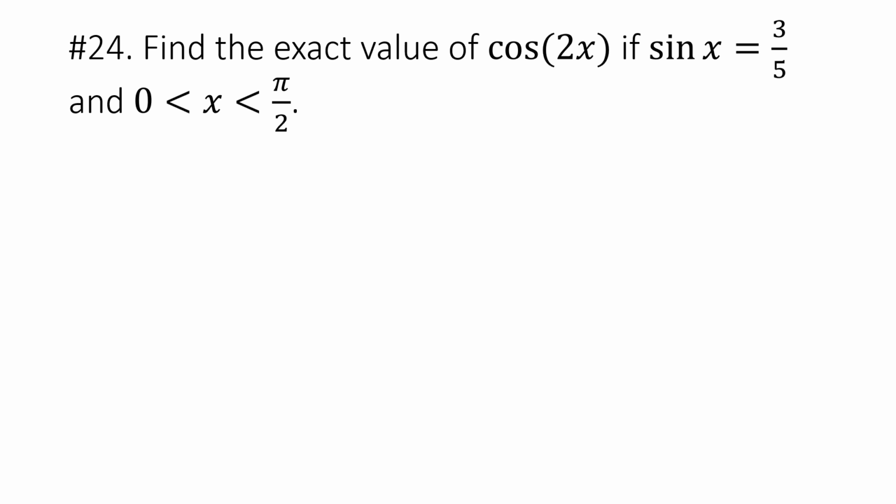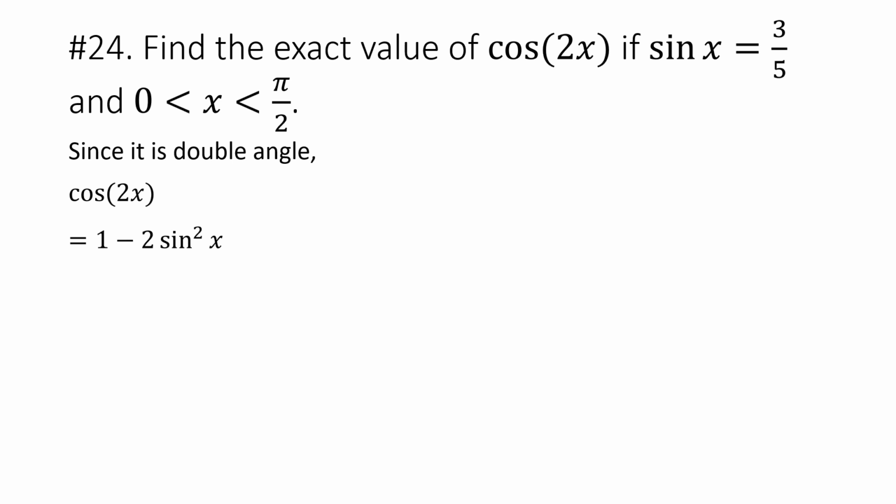Number 39, we want to find the exact value of cosine 2x. This is a double angle. We have to find the double angle. What we know, sine x equals 3 over 5. So for the cosine double angle case, there are 3 formulas, but the one I'm going to use is the sine case, which means I can use 1 minus 2 sine square x. So the sine x value is 3 over 5. So I plug in 3 over 5 squared, and it becomes 1 minus 18 over 25. It is 7 over 25. This is our double angle value.